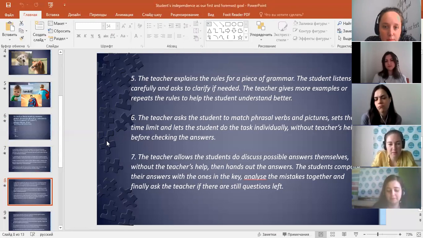Probably here it's not a very good example because it's better to ask the student questions. Yeah, we were talking about this, about eliciting grammar. The student should elicit the rules from the context of the text, for example, not the teacher explaining the rules. Not good for independence, at least. Okay.